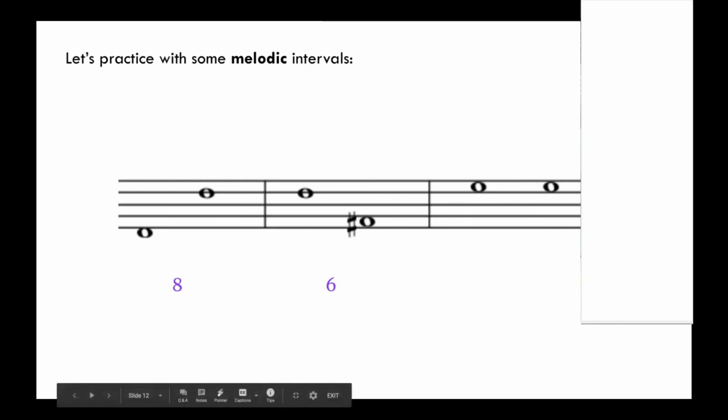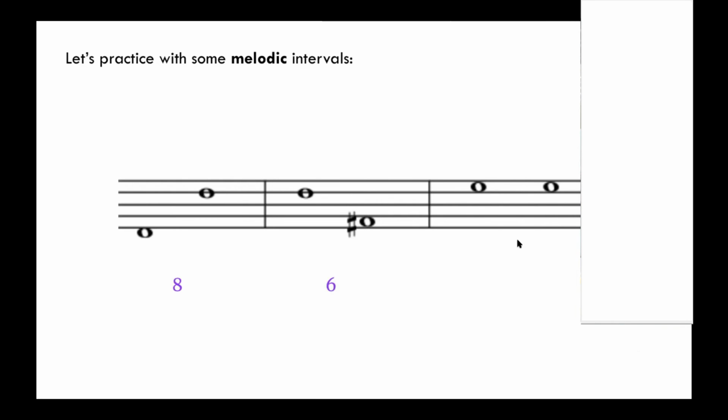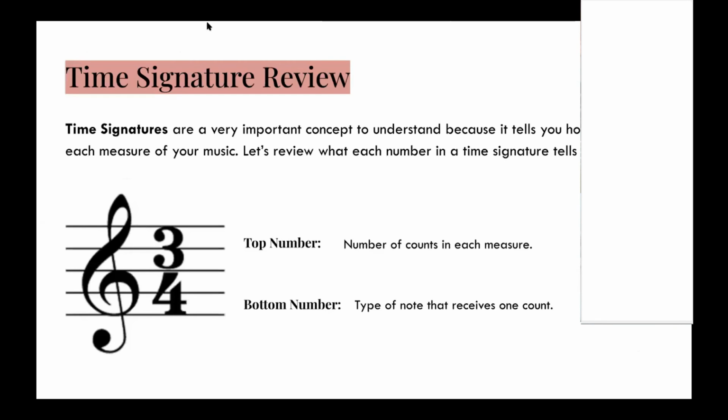And then the last one, Iris. 1. Yes, very good. It is 1. In case you're wondering why it's not 0, it's because when we're counting the interval, we still count the first line or space. So if you apply the same logic to this one, it's 1 and not 0. Very good. Okay, so let's go on to time signatures.